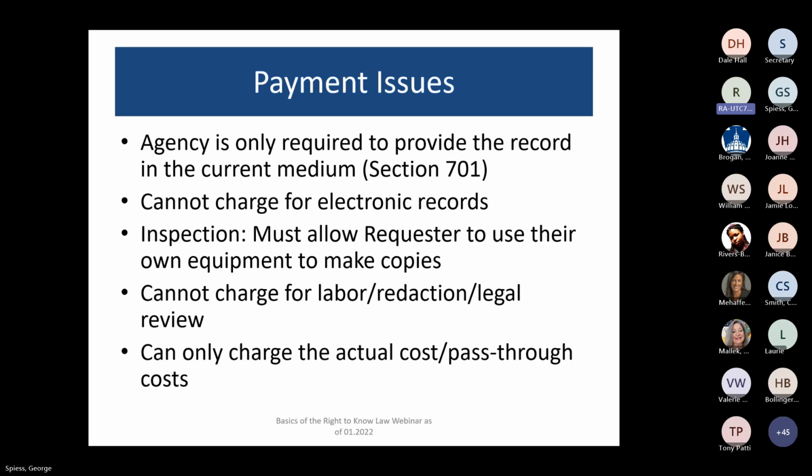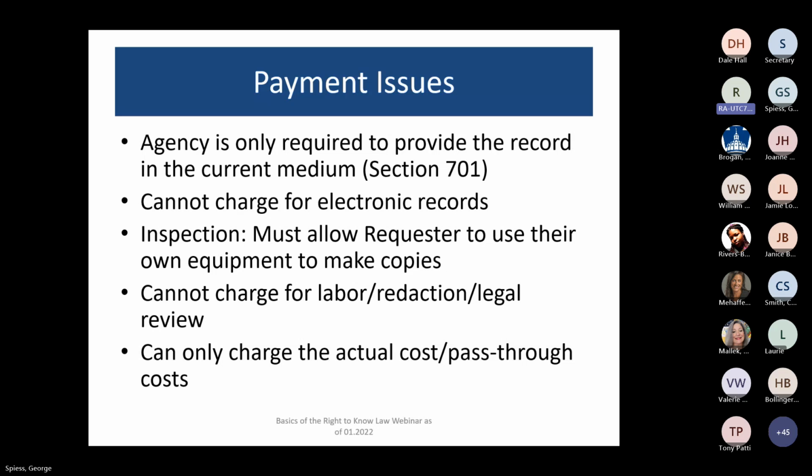All right. So now we need to write a response, and the person needs to pay for the records if there are costs involved. Okay, the first thing that we want to talk about is that the agency is only required to provide the record in its current medium. What the heck does that mean? Well, it's electronic versus hard copy. You go to Section 701, and I'll paraphrase here, but basically it says that you only need to provide the record in the medium in which it exists.